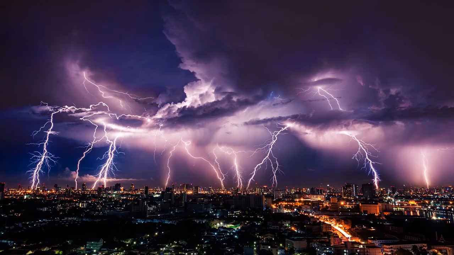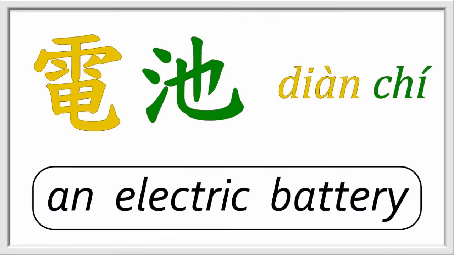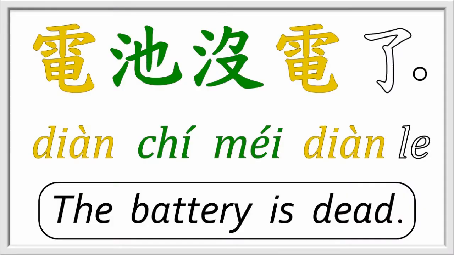Pronounced fourth tone, diàn. The original lightning bolt is at the bottom, under the rain cloud. Some examples of this character are dry cell batteries, literally pools of electricity. Diànchí. And if your battery dies, the expression is diànchí méi diàn le. The particle le indicating a change in the situation. Perhaps that you can't make that call now until you've recharged your phone.